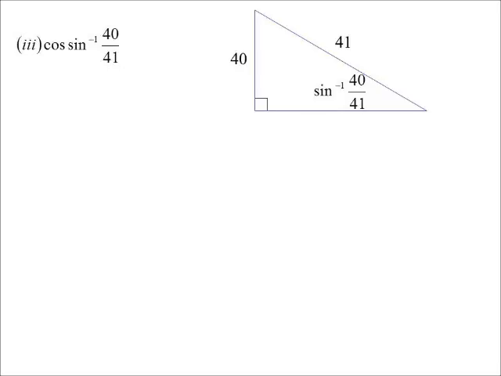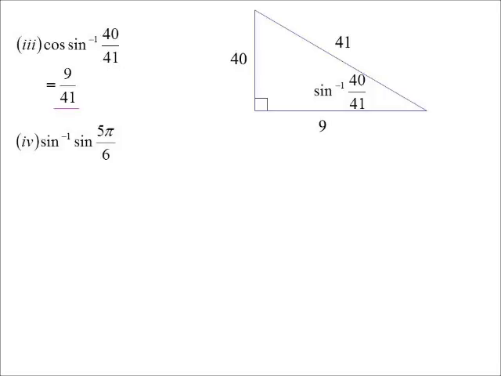So if that angle is the inverse sine of 40 on 41, that means the opposite over the hypotenuse is 40 over 41. And then I can use Pythagoras to work out the third side. So now I'm saying, what is the cosine of that particular angle? Well, adjacent over hypotenuse, it's 9 on 41. So inverse trig, remember, it's an angle.